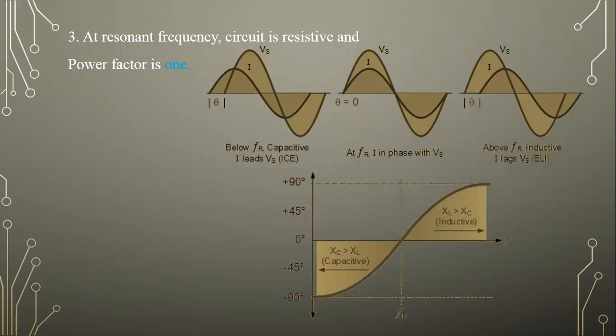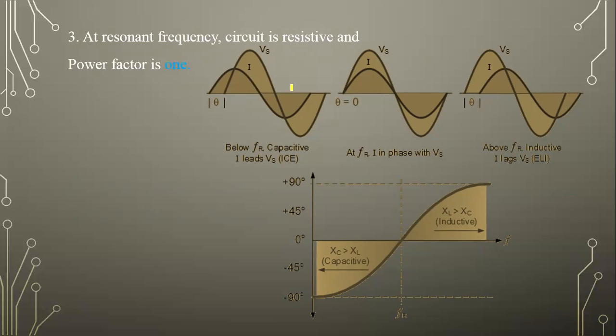So with the help of these waveforms, we can describe this characteristic number 3. Here the first waveform is for a capacitive circuit, where current leads the voltage by a phase difference of 90 degrees. In the second, which is the resistive circuit at resonant frequency, V and I are in phase, there is no phase difference, 0 degree phase difference. And the third one is the inductive circuit, where current lags behind the voltage.